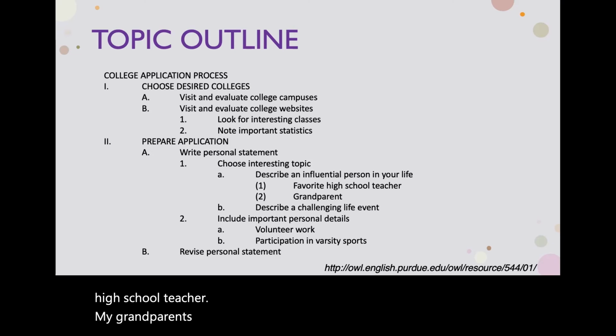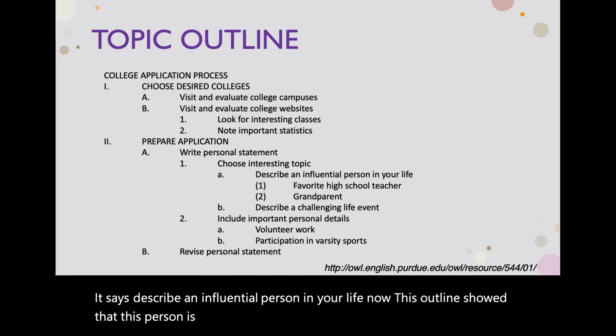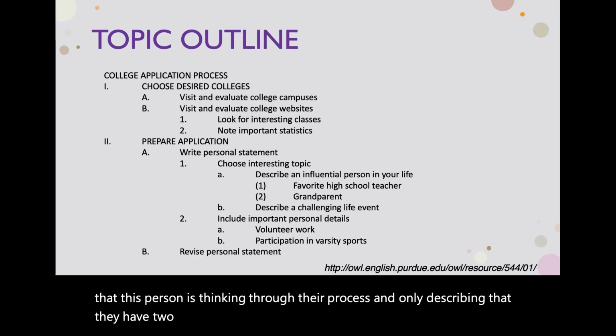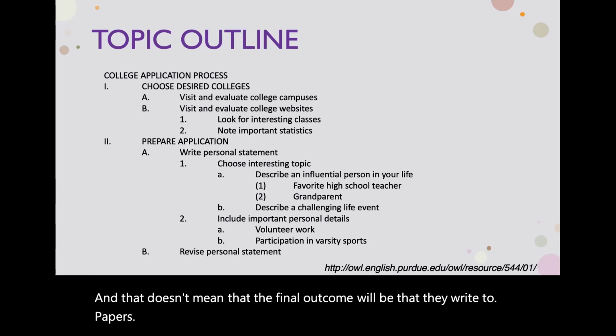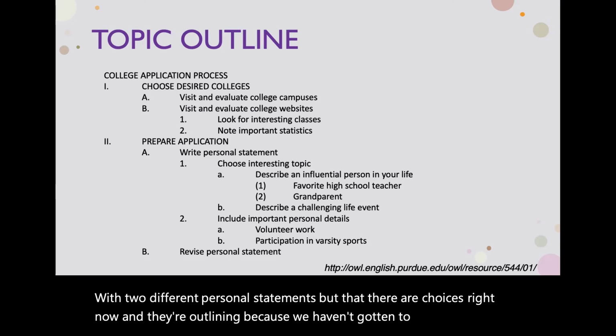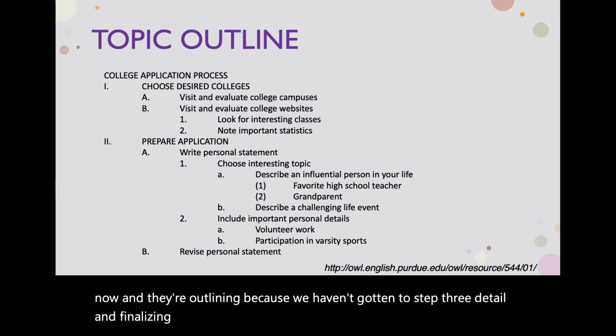Now it says describe an influential person in your life. Now, this outline shows that this person is thinking through their process and only describing that they have two choices in who they consider influential. And that doesn't mean that the final outcome will be that they write two papers with two different personal statements, but that these are their choices right now and they're outlining, because we haven't gotten to step 3, detail and finalizing with style. It is simply detailed in their outline.